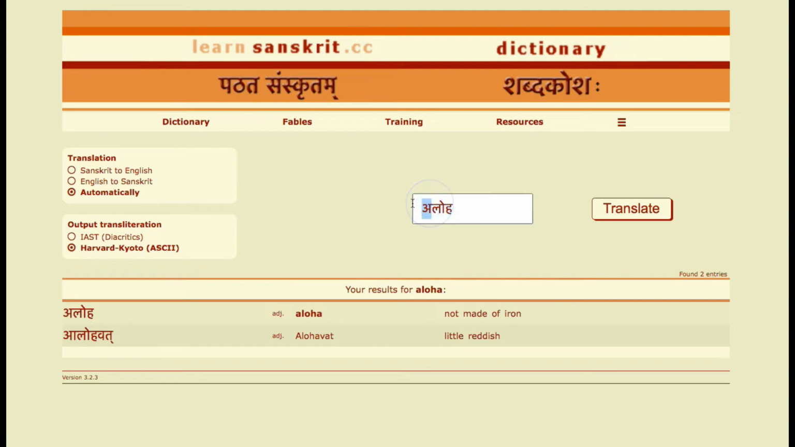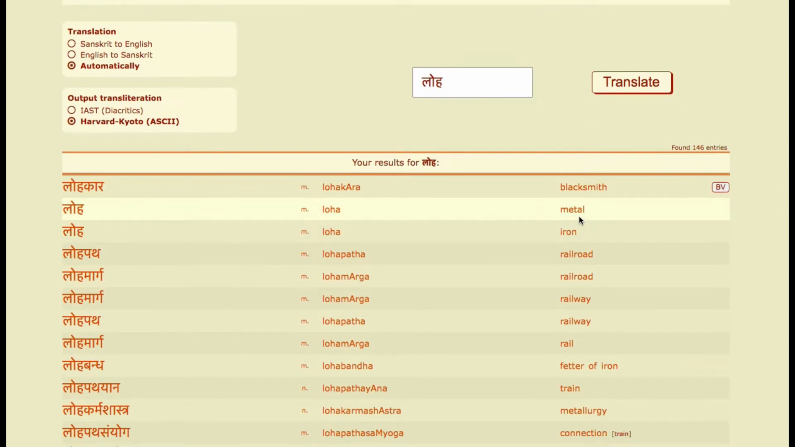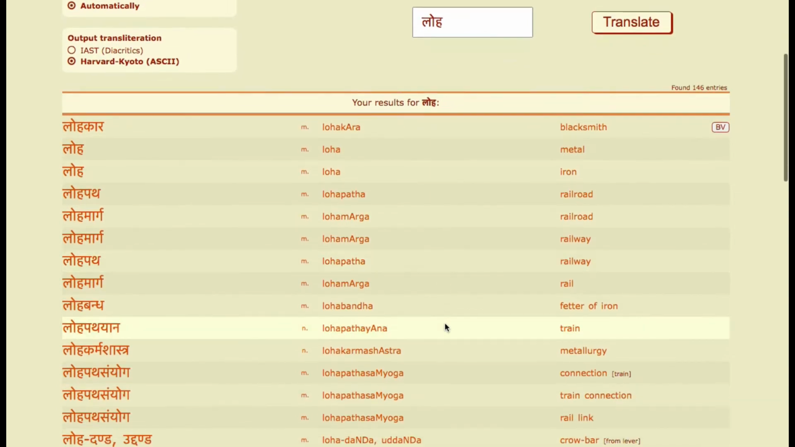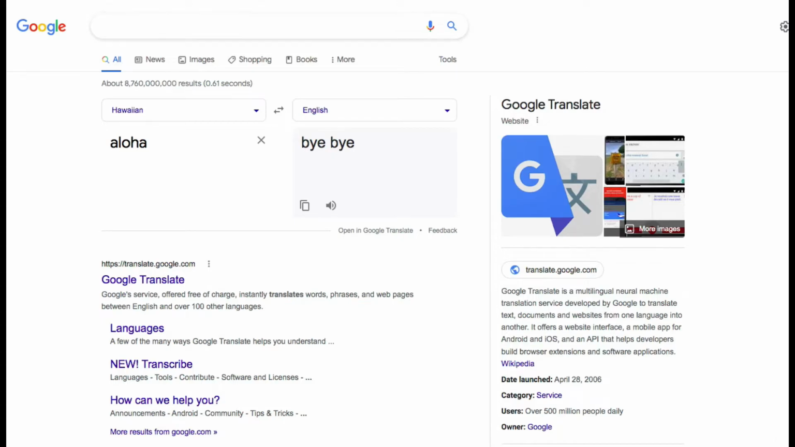Aloha, what does loha mean? Loha means iron. It also means a weapon, because weapons usually were made of iron. And yes, they were in the Iron Age. Metal, iron. It also means the color red. So aloha means weaponless, or I'm not carrying a weapon, or I'm not carrying an iron, or I come in peace. So it means peace. In Hawaiian it's a greeting, and I'm telling you what the origin of that is.